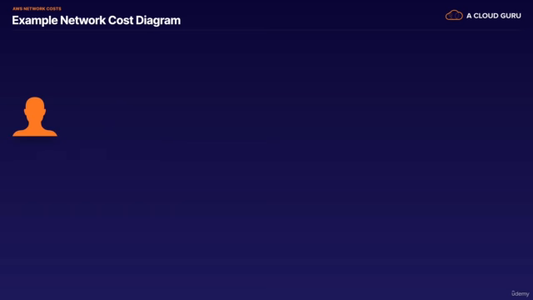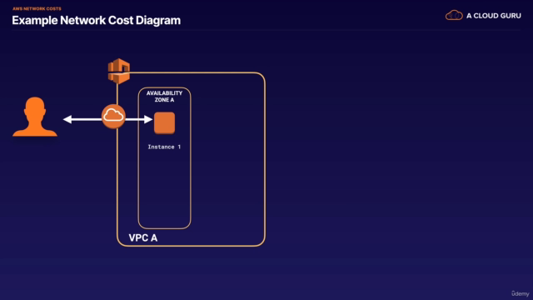So let's say we've got our user and they want to connect into a VPC. Every time they speak to, let's say, a web server inside our VPC, the traffic coming in is going to be free. So they're doing a GET request or something. That initial request coming into the VPC is going to be free. Your web server is then going to connect up to, let's say, a MySQL database server.